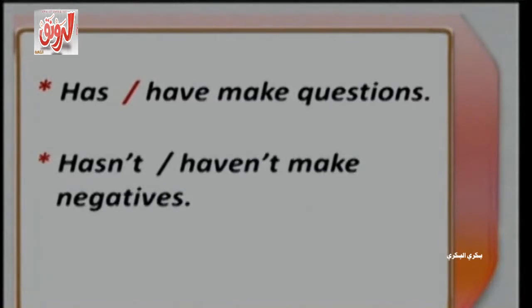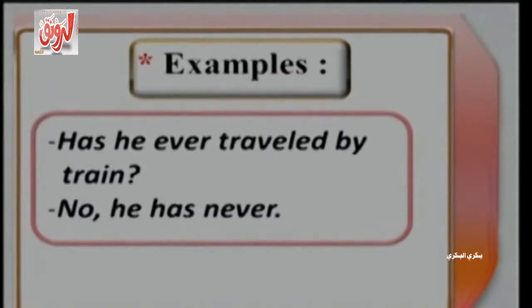Hasn't or haven't make negatives. Examples. Has he ever traveled by train? No, he has never. Has at the beginning and ending with a question mark is a way in which we make perfect questions, expecting the answer yes or no. You can do the same thing with have.